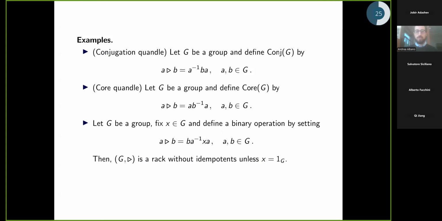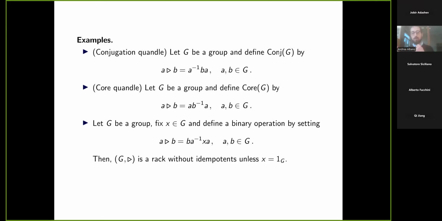Now, just for the sake of giving some examples of shelves, of racks in particular, and consequently of solutions in this way, one of the most important ones is the so-called conjugation quandle, defined on any group G, where the operation is right conjugation. There is another one also defined on any group G with a slight modification of the operation, defined this way. It is called the core quandle.